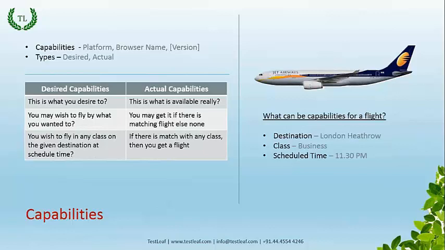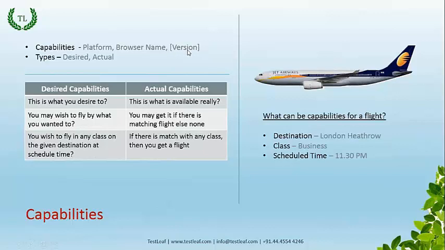So you may wish to fly, but you may not get what you wanted. As you wanted to go in business class at 11:30, will you travel on a flight taking you to Singapore? You may not, because you have a purpose to travel only to a specific destination. But what if you got a flight to London Heathrow at 11:30 p.m. and business class is full, or that flight doesn't have a business class? What do you do? You sacrifice and say, okay, that's fine, any class is fine, right? So that's exactly what it means to be optional.